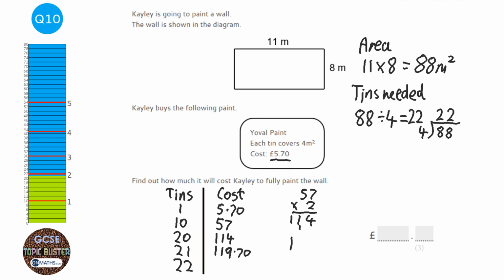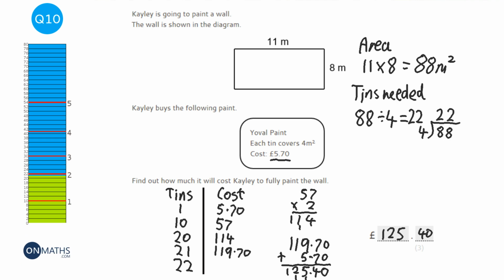So it's going to be £119.70 plus £5.70. So that's going to be 14, that's going to be 15, that's going to be 100. So that's £125.40.